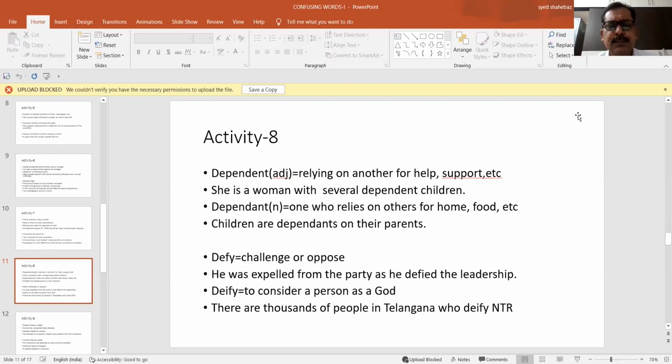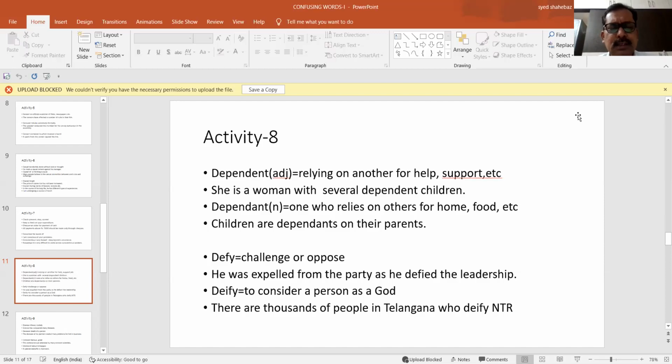Challenging, opposing, that is defied, defiant posture. That is a challenging posture. So he was expelled from the party as he defied the leadership and high command's instructions. Don't obey the instructions of the high command in a party, you may be expelled for your defiance, challenge, belligerent posture, you can say.